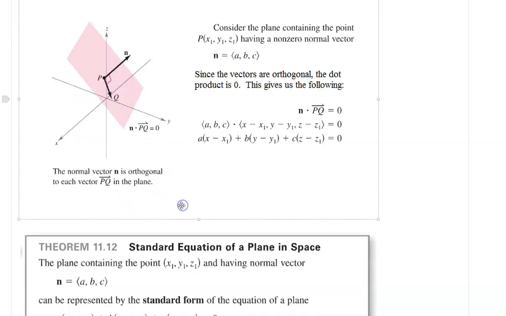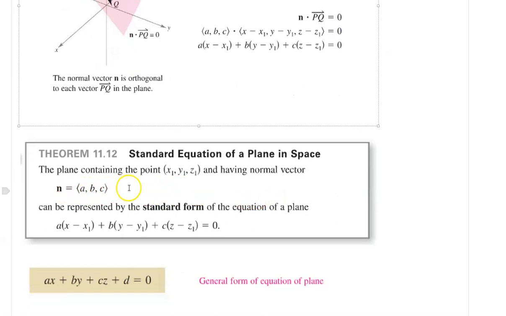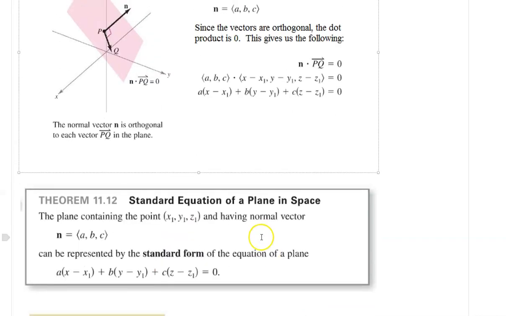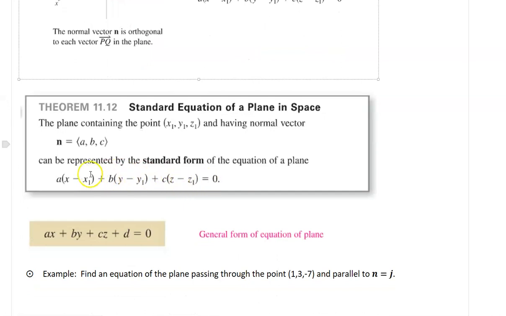Now remember, when we represent planes in a drawing format, we just use a section of them, but this is like a slice through space that extends infinitely in all directions. So it's not just this rectangle, it's that rectangle in every direction, infinitely wide or tall, or however you want to look at it. Okay, so the standard equation of a plane in space, n equals abc, can be represented by the standard form of the equation of a plane, a times x minus x1 plus b times y minus y1 plus c times z minus z1 equals 0, and every point on the plane x, y, z will satisfy this equation.